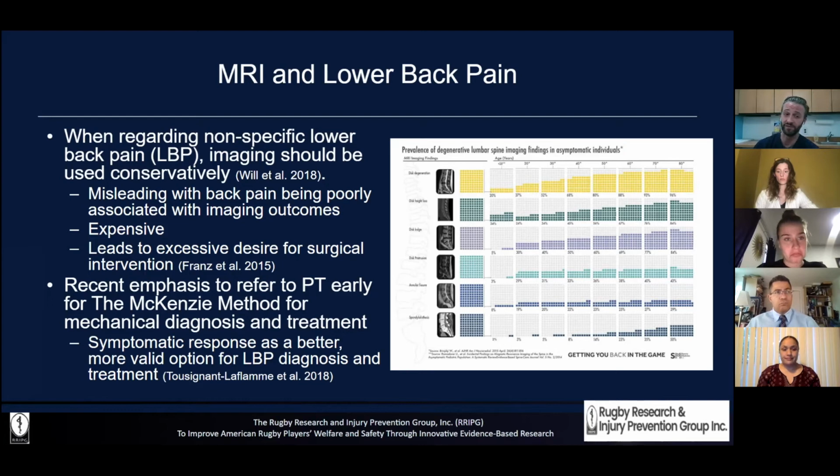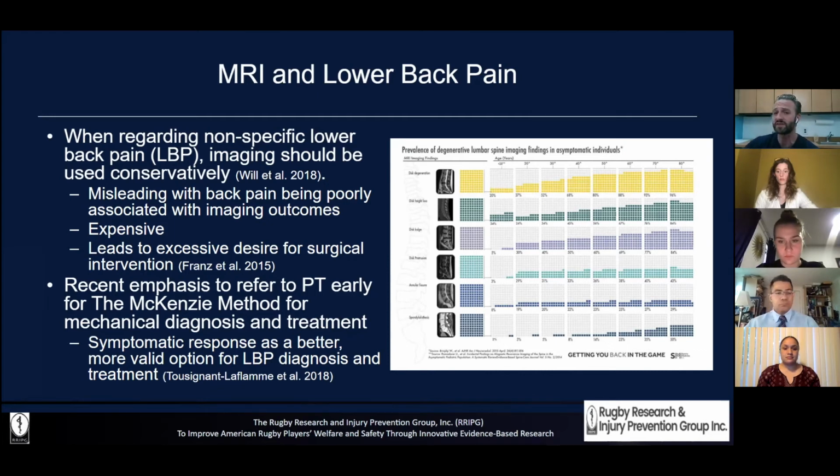Hopefully the recent emphasis is to refer to PT early for the McKenzie method of mechanical diagnosis and treatment. Symptomatic response, which is what I go by, is a better, more valid option for low back pain diagnosis and treatment, right? That was found by a study in 2018.